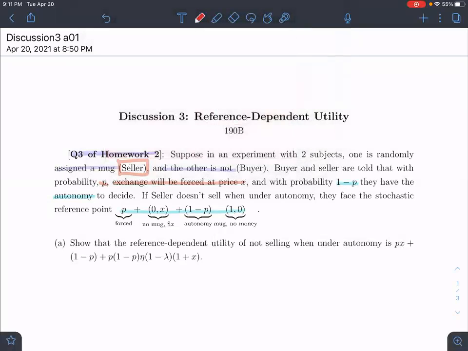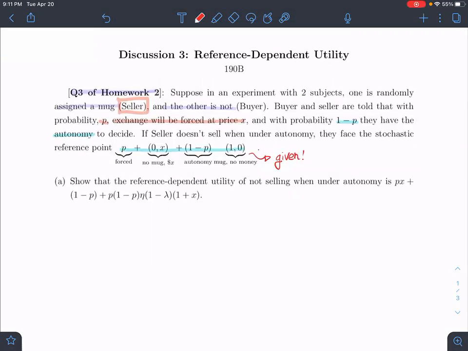This reference point is given throughout this question. If they're forced to trade the mark at this fixed price X, then the seller will end up with 0 mark because he sold the mark, and he will get X dollars. The first argument, this 0, stands for the mark. The second argument is the money that he gets.